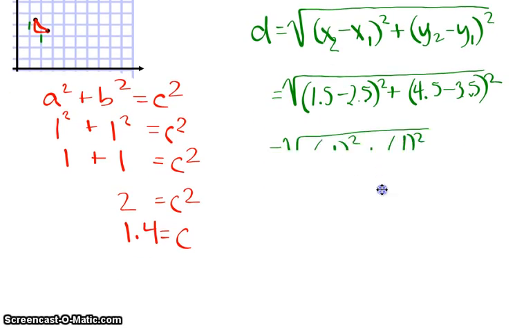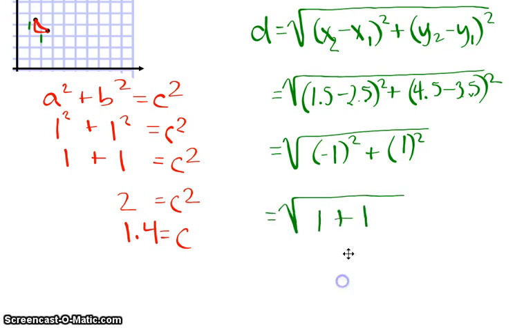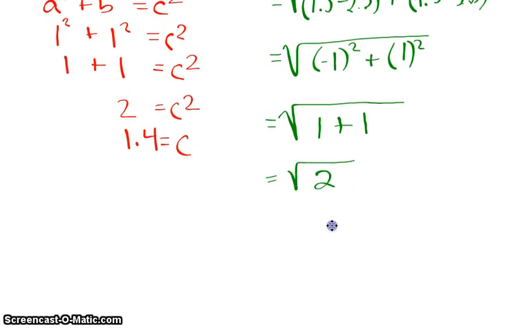Do what's in parentheses first. Do your subtraction. We get negative 1 in here and a 1 in here. Next, do our squaring. Negative 1 squared is 1. 1 squared is 1. Add them together. We get 2. Square root of 2. 1.4. So you can see, again, we arrive at the same answer. Because they're basically the same, they're the same formula. Okay?